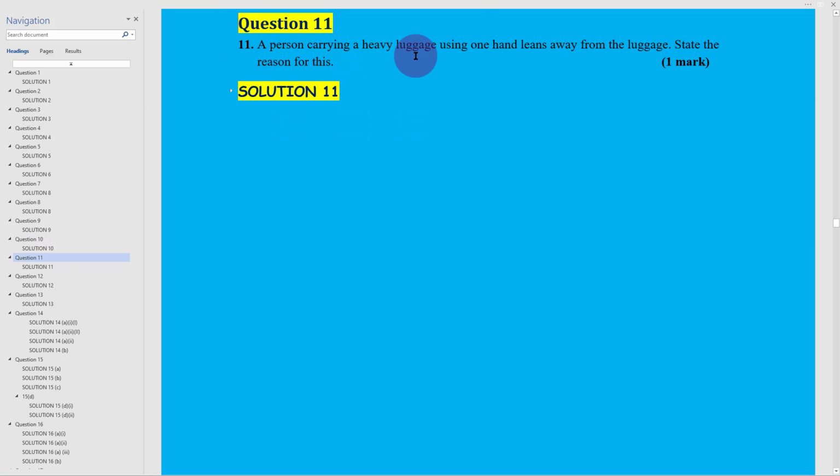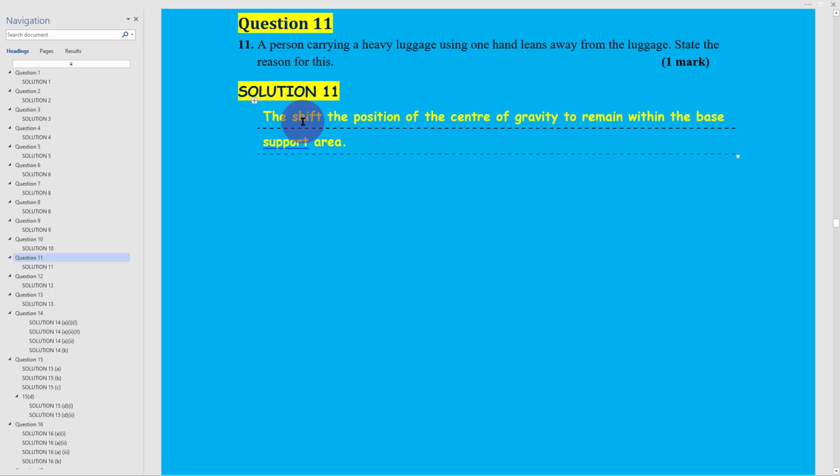A person carrying a heavy luggage using one hand leans away from the luggage. State the reason for this. Of course, this question comes in when we are studying the position of the center of gravity and how to determine stability of objects. So let's look at the actual answer here. So this action is to shift the position of the center of gravity so that it remains within the base support area.